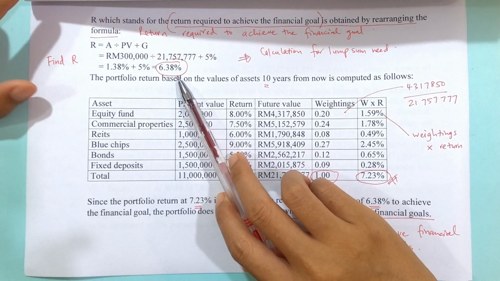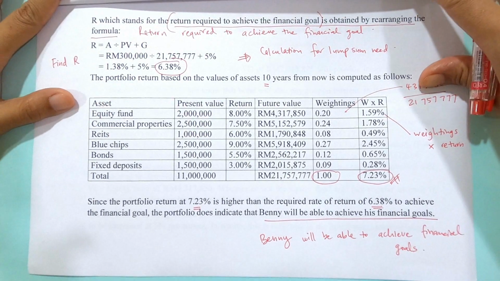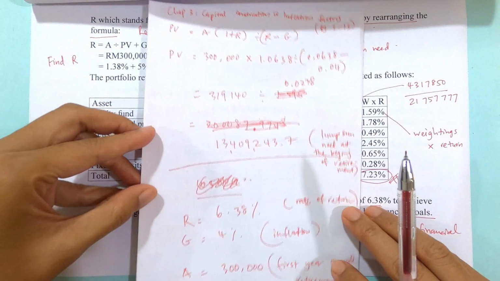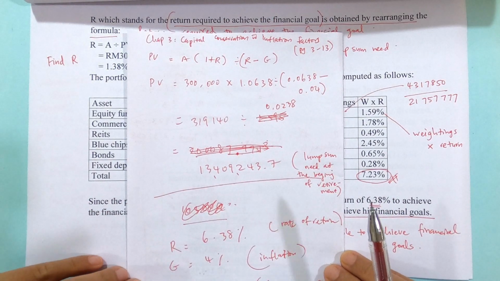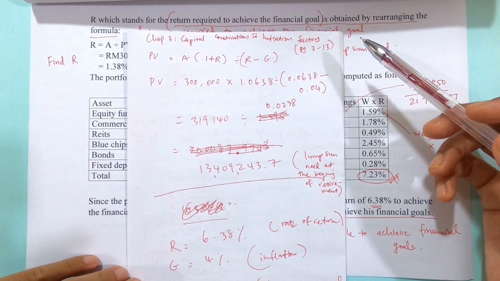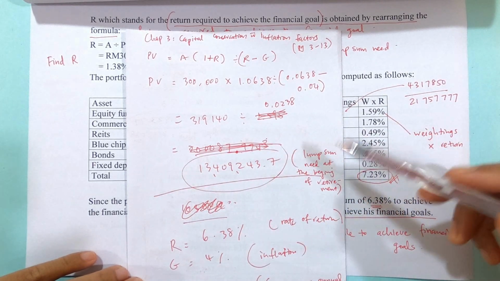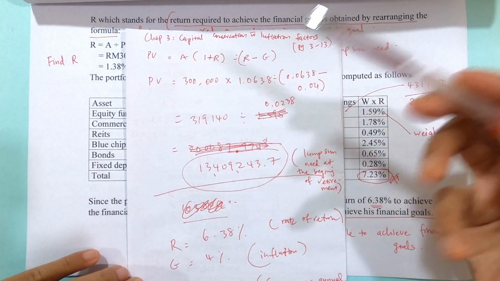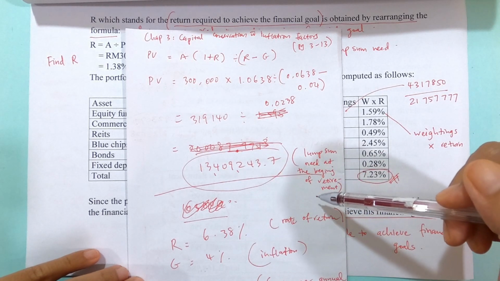Okay, 6.38%. If we look back at chapter 3, capital conservation with inflation factor, at page 313, if we already have the information on the required rate of return, we can identify what will be the lump sum need at the beginning of the retirement. So let's say we just want to check how much is actually the lump sum need at the beginning of the retirement for Benny.